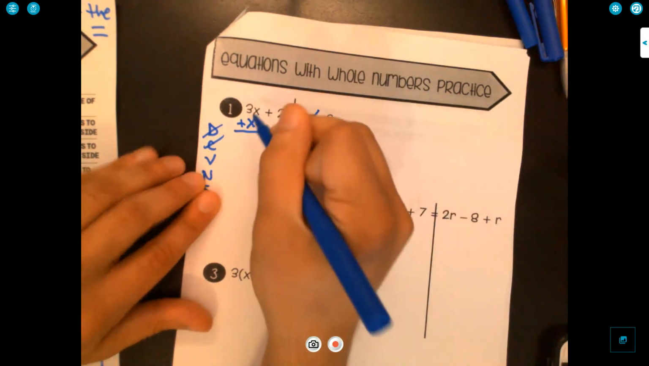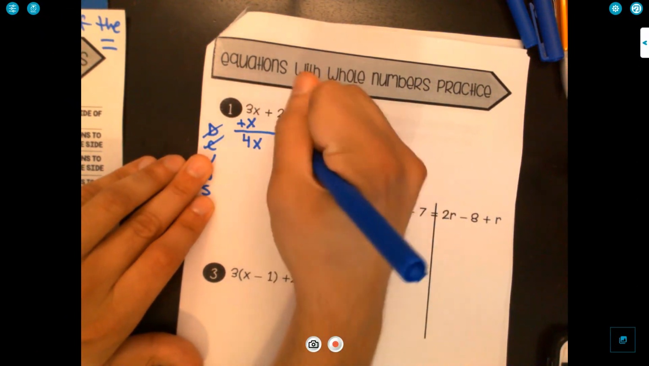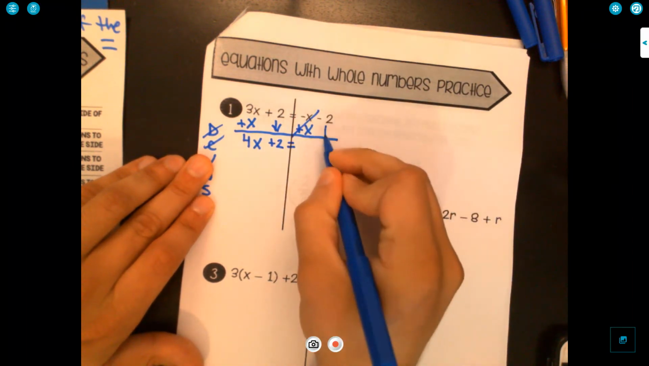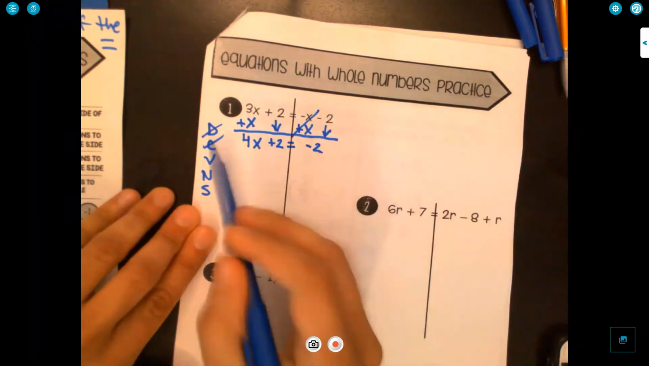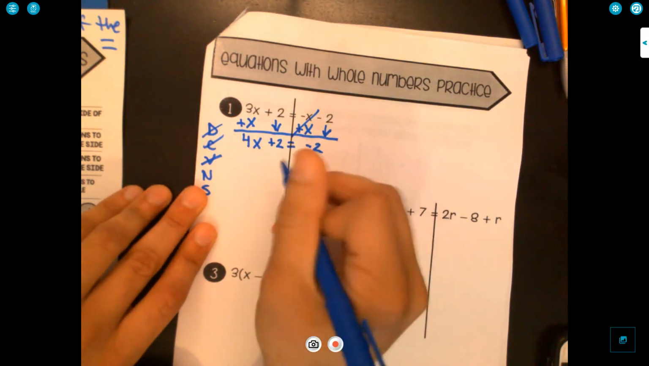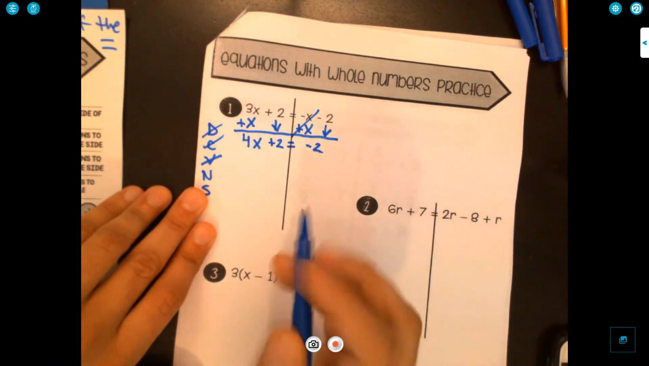It cancels out. 3 plus 1 comes out to 4x. Bring down our positive 2. Bring down our negative sign. And then bring down our -2. All right, so we move the variable. So now we want to move the number to the opposite side of the equal sign that the number is on. So variable on one side, number on the other.